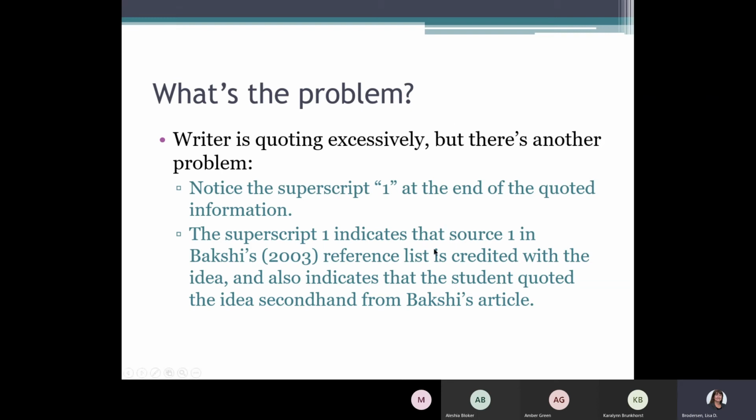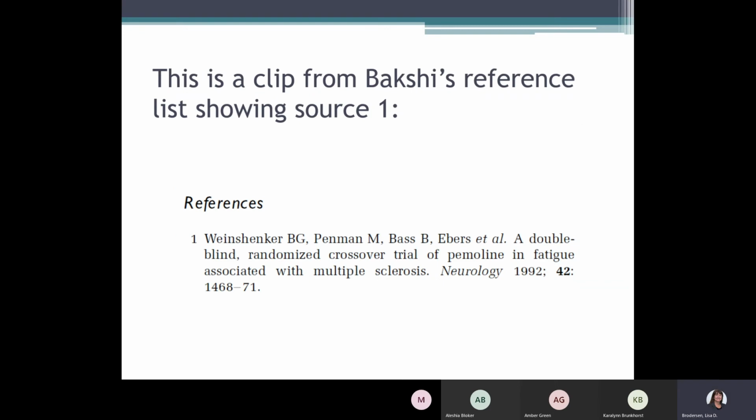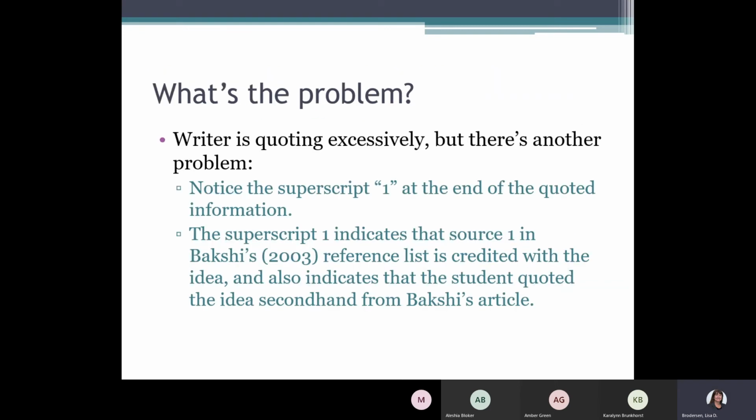So that superscript 1 indicates that source 1 in Bakshi's reference list is credited with the idea, and also indicates that the student quoted the idea secondhand from Bakshi's article. So hopefully we're all on the same page here. Okay, whoops, going back. Let's see. Oh, sorry, we were supposed to go forward.